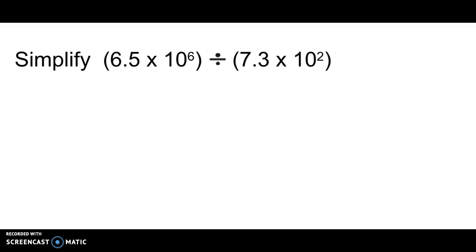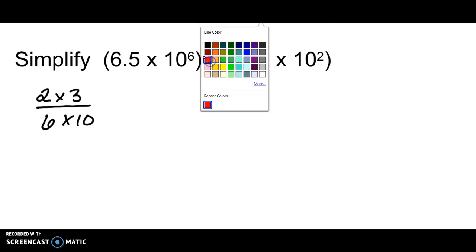Looking at the first example, we have 6.5 times 10 to the sixth divided by 7.3 times 10 to the second. We could write this out in standard form and divide it, but that would make it much more difficult than it needs to be. So if you can remember back to fractions, because division is a fraction bar, if you have 2 times 3 and you're dividing it by 6 times 10, you can simplify first before you divide.